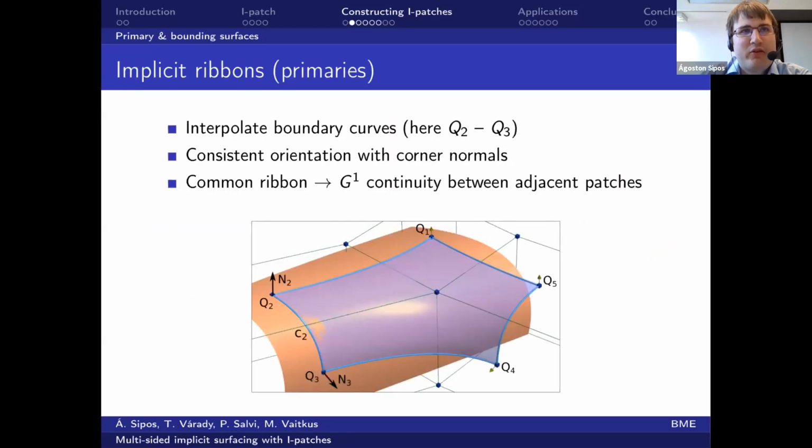The primary surfaces, which we also call implicit ribbons, have to interpolate the boundary curve, the specified normal vectors, and it must have a consistent normal fence in between. We will see why in the next slide. The positive and the negative sides of the primary have to be consistent with the normal fence along the whole boundary. If 2 adjacent patches need to be smoothly connected, then they are supposed to share the same primary along the common boundary.